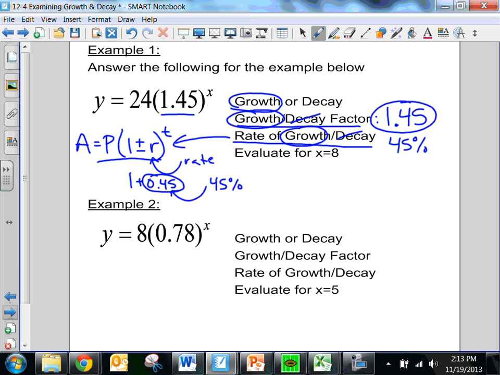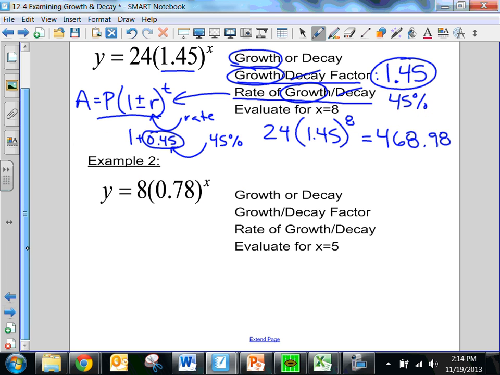And then evaluate for x equals 8. So I'm literally going to plug this in and plug 8 in for x and see what we get out. When we do that, we get 468.98.